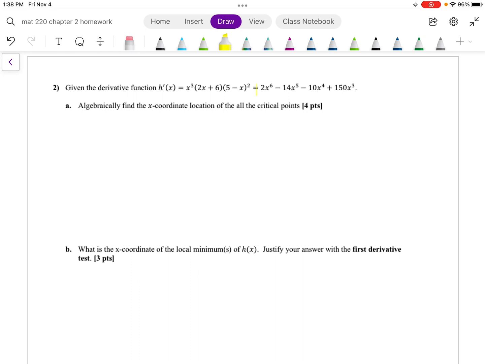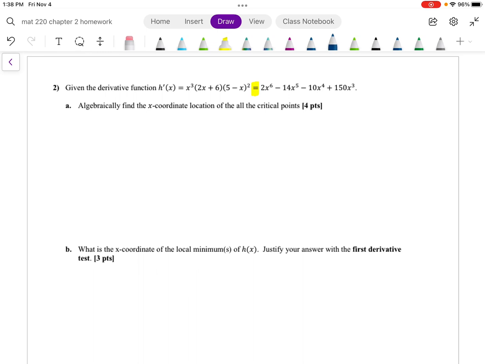If you notice, there's an equal sign right here. So basically, you're given the derivative equation in factored form as well as in its expanded form. So you didn't need to waste time distributing it at all. But for the first part, I'm going to focus on the factored form because the factored form is going to be more helpful to me.